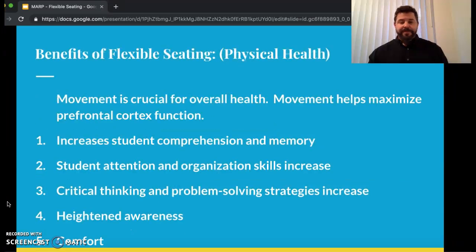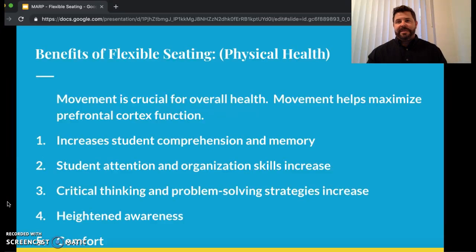So, what are the physical benefits? From a lot of my reading in the study I found, movement is crucial for your overall health. Whether you're 2 or 102, you need to move. You need to be walking. And that really increases brain activity, specifically the prefrontal cortex.